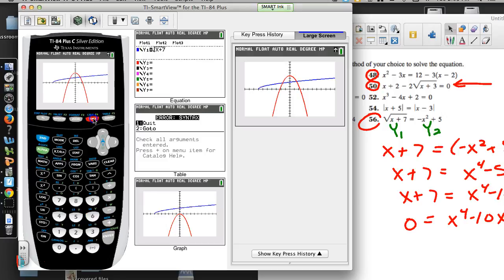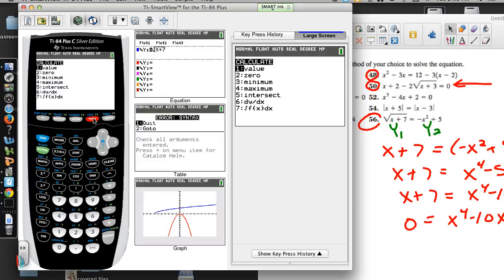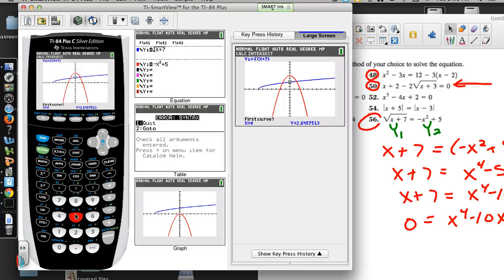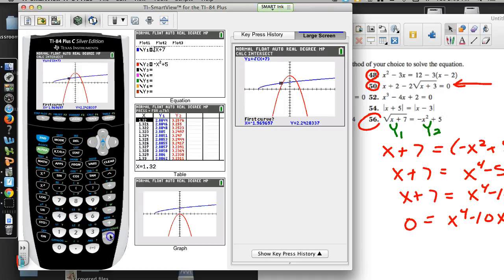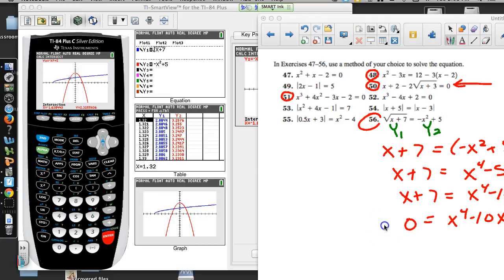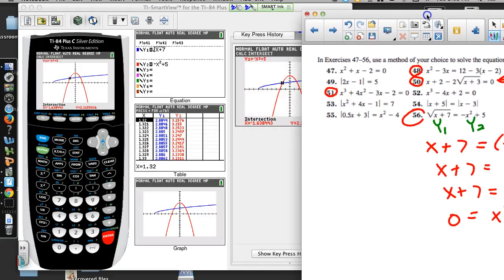So this time it would be second trace, number 5, intersection. And I do want Blinky to do that left one first, so I'm going to move Blinky into a better spot so that Blinky knows, hey, I want the left intersection. So there's my first answer there, and that is, and I just covered it up, negative 1.638.